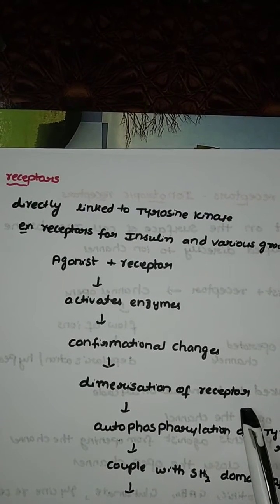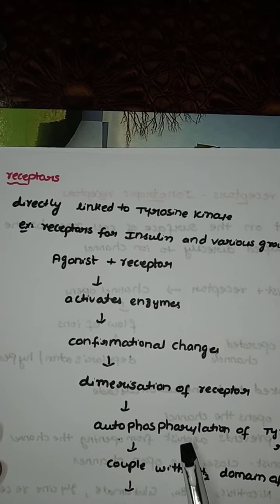These conformational changes will cause dimerization of receptors, that is, two receptors will come together to form a dimer. Then the autophosphorylation of the tyrosine residue of that receptor will take place. This autophosphorylation will cause coupling of the SH2 domain of the GRB2 protein, which causes a cellular response. This is how the kinase linked receptors work.